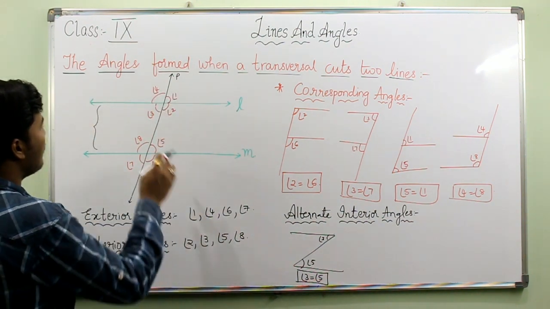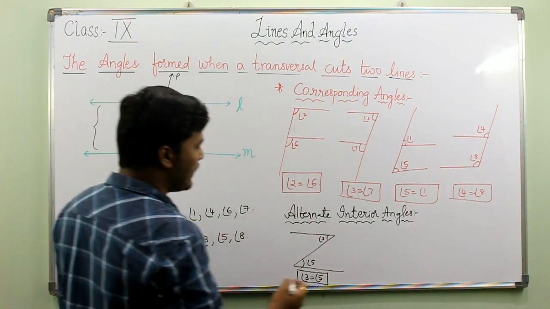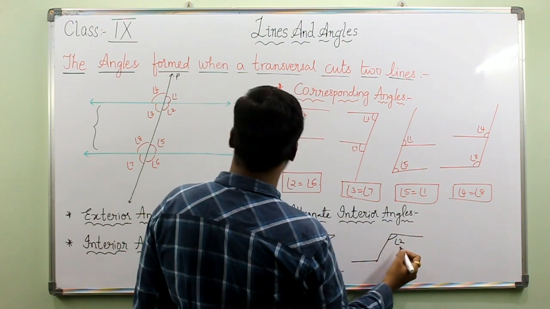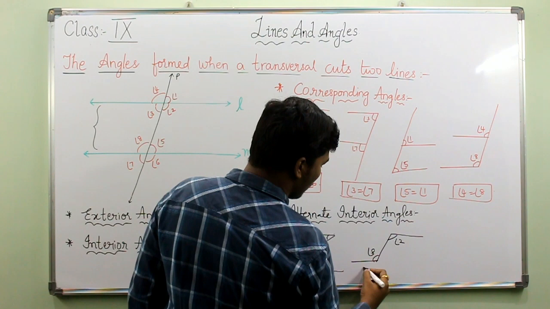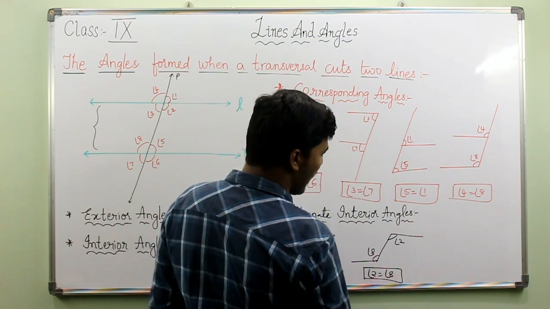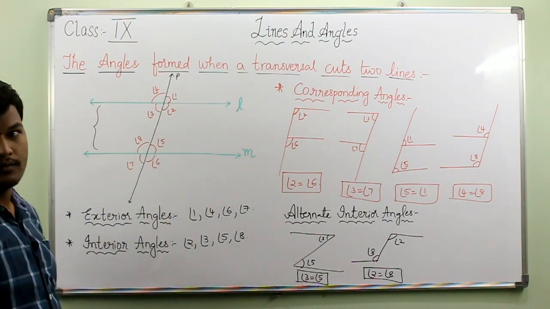Similarly, we have one more Z. If we take it like this, opposite, then here we have angle 2 and there we have angle 8. These two are also called alternate interior angles because they are forming in between these two lines.